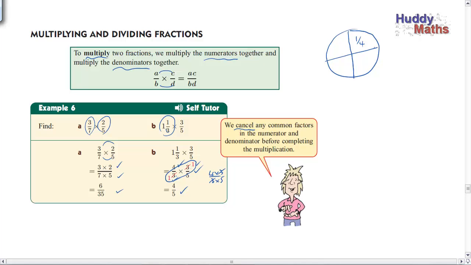And we have, let's say, 3 lots of a quarter. So you could think of that as 3 over 1 times a quarter. Now we know the answer, 3 lots of a quarter is 3/4. But how would you do it if you thought of 3 as 3 over 1? Oh, I can see. It'll be 3 by 1 is 3, 1 by 4 is 4. So actually, when you are thinking about multiplying fractions, that's what you're doing.